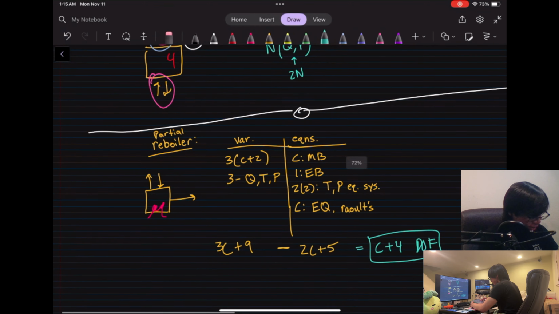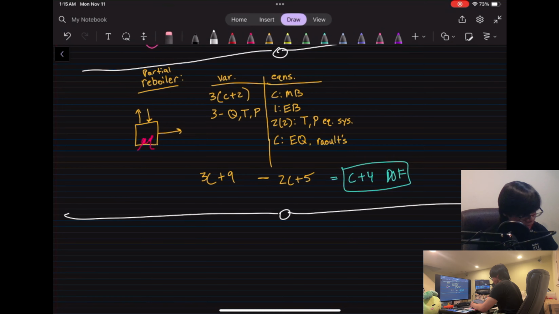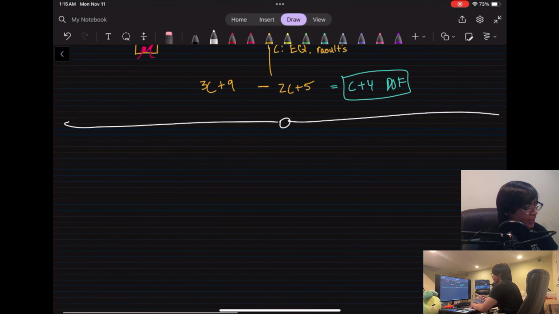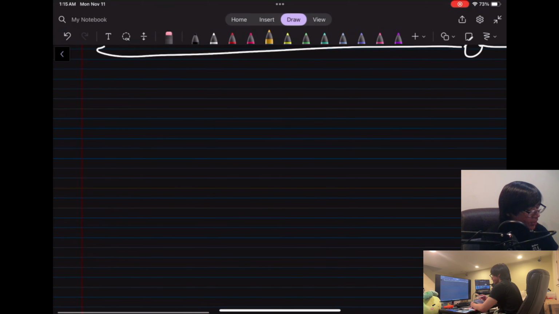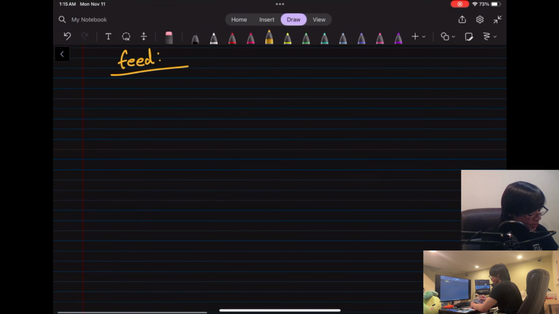Sorry, so feed is actually the last thing we're forgetting to do here. And also do a side stream, even though we're not doing it in this problem. Just good to know how to do it, because why not? We're already here. So feed, honestly, it's the same exact thing as an equilibrium stage. The only difference is that we have another inlet stream, so this is associated with C plus 2.